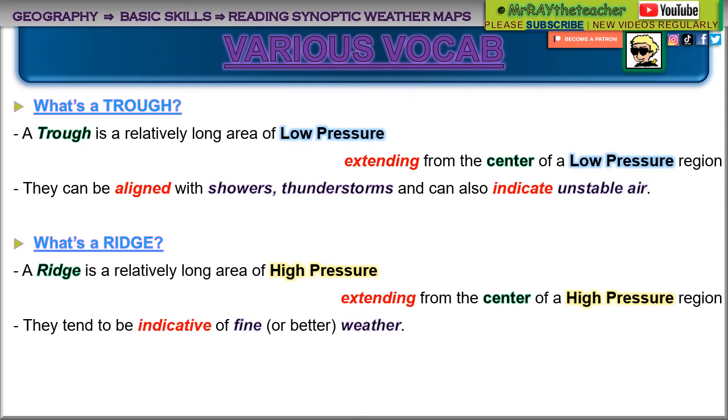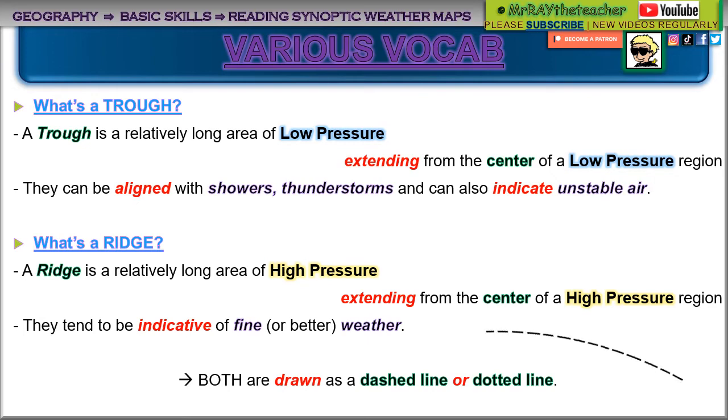They tend to be indicative of fine or better weather. So again, a trough will indicate not so good weather. Ridge indicates relatively good weather. Generally, both are drawn as a dashed line or dotted line.